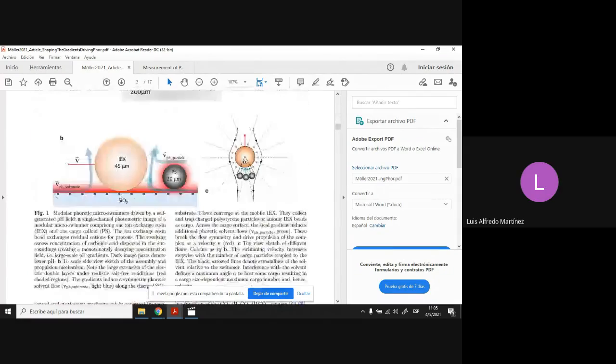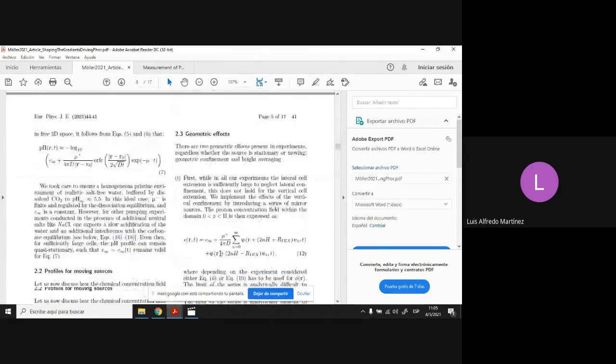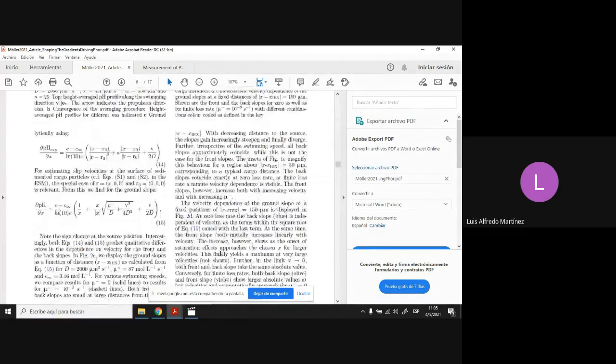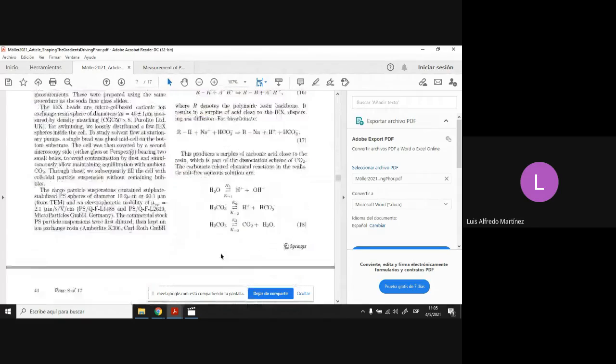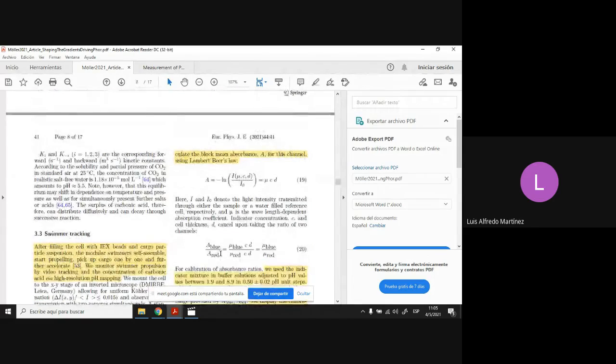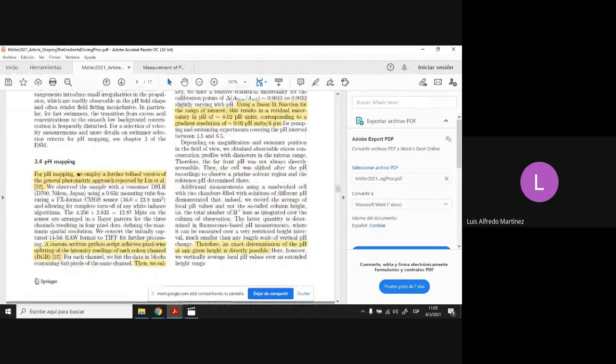One minute left. Yes, in the focus of pH mapping. No?